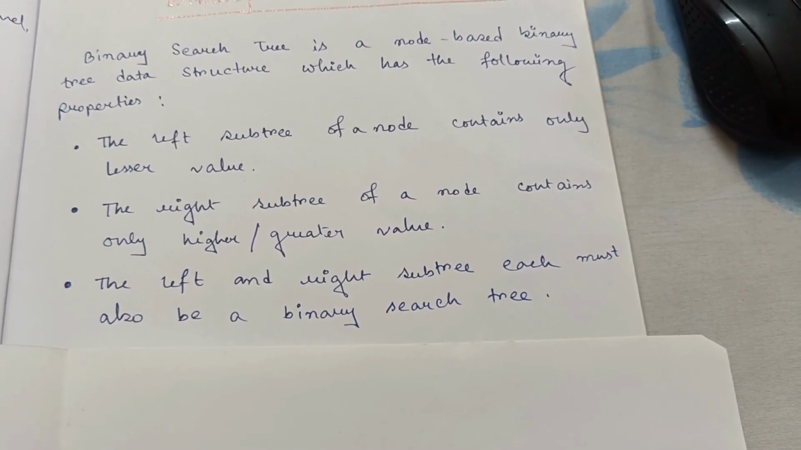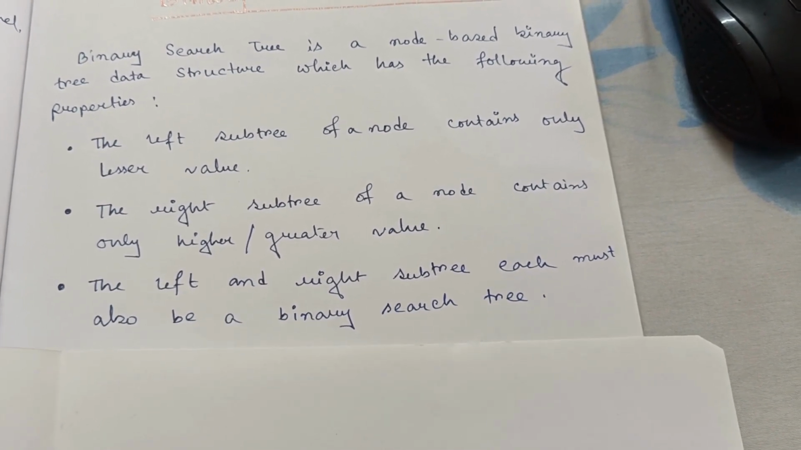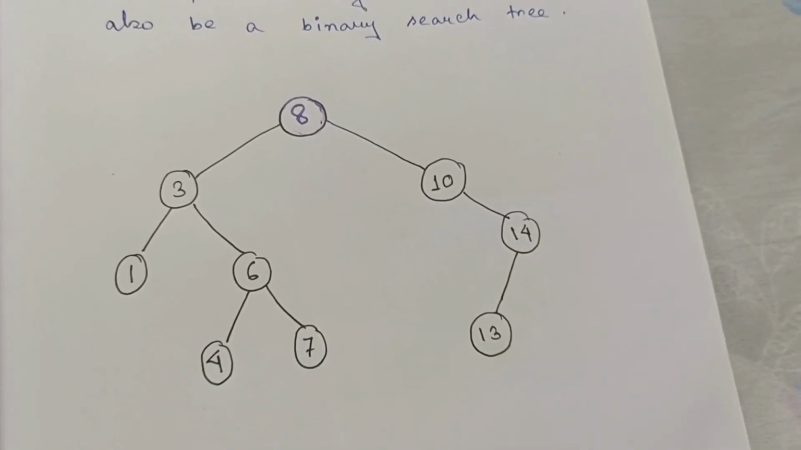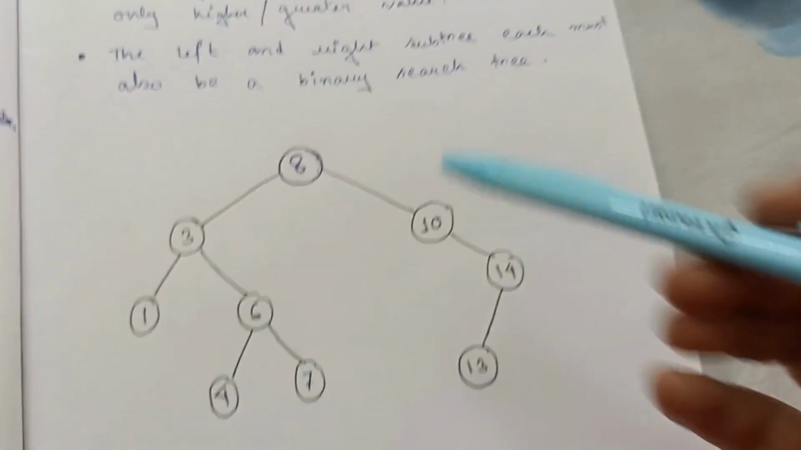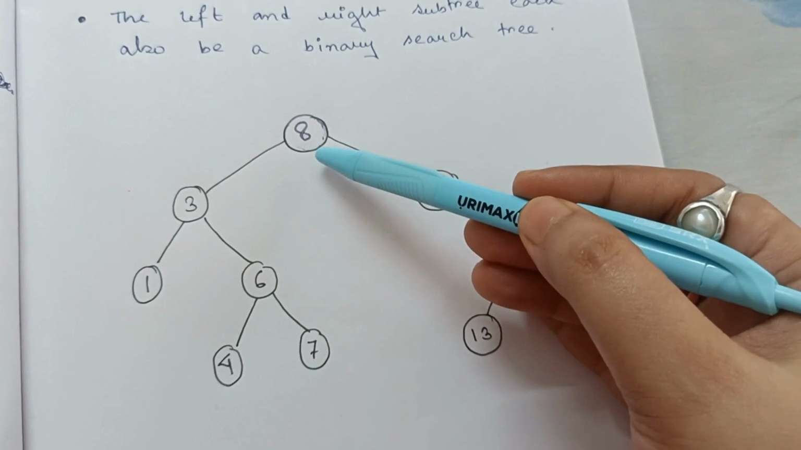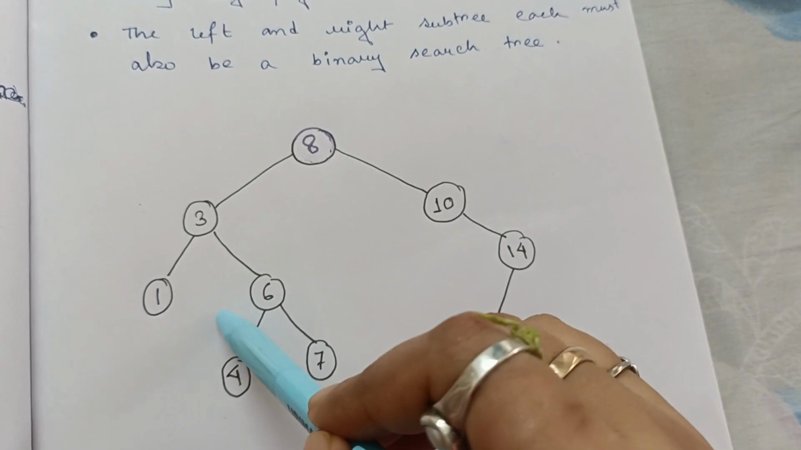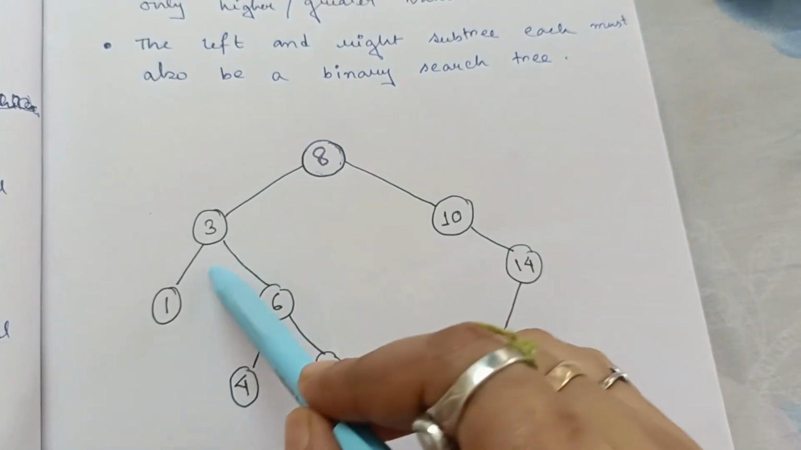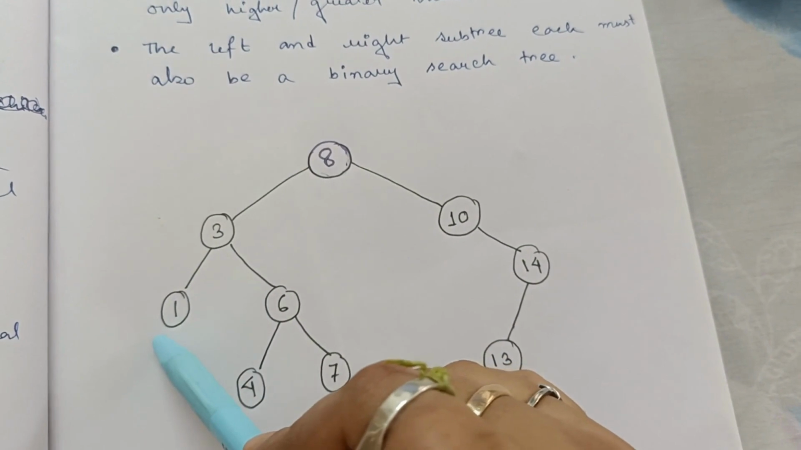Now I am going to discuss the pictorial representation of a binary search tree and discuss the above points. This is the diagrammatic representation of a binary search tree. Now in the above point, the left subtree of a node contains only lesser values. It means that if this is the root, the left subtree means this portion, and this portion contains the lesser values. That means 3 is a lesser value than 8. That's why here 3 is considered as a left subtree, as well as 1 is also less than 3.